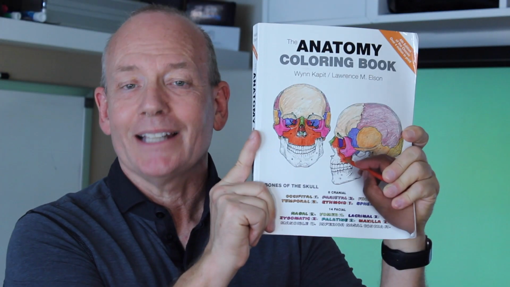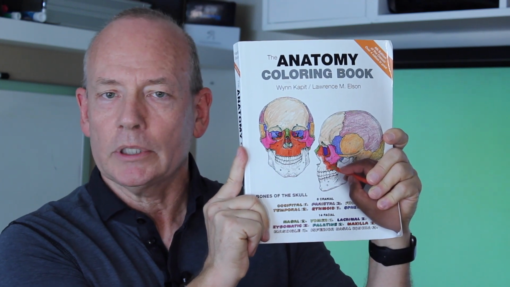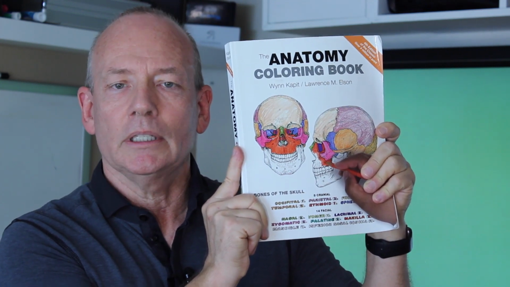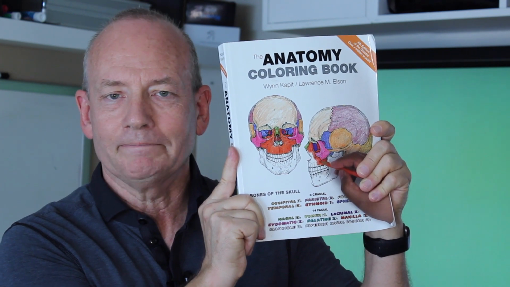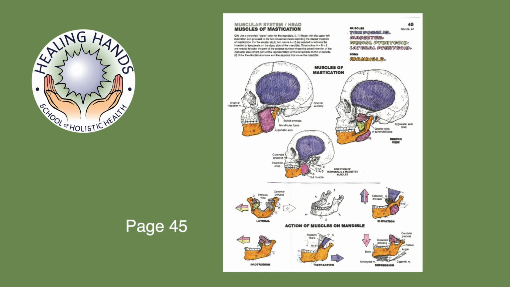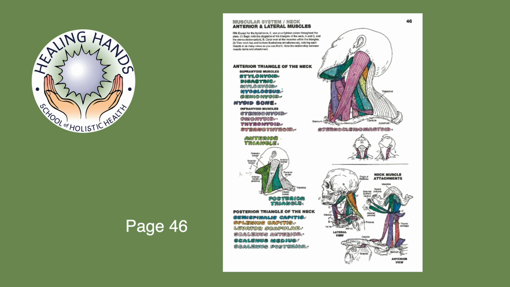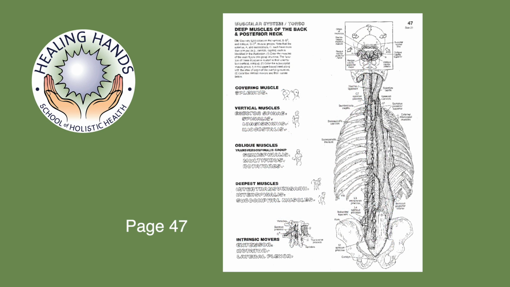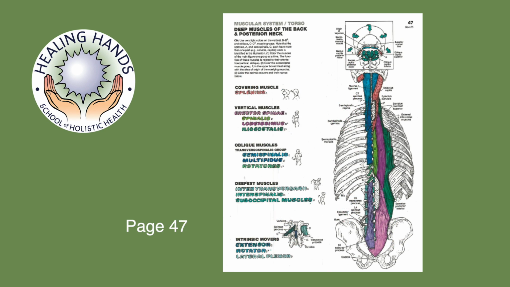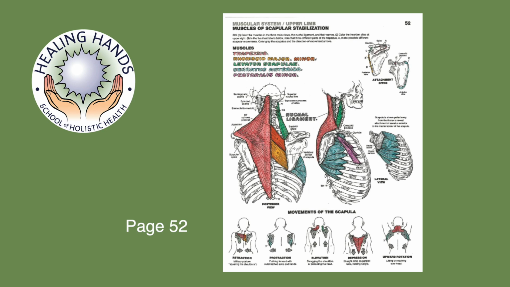The coloring book is another resource that you're going to use to learn the anatomy for circulatory massage. Here are the specific pages that you need to go over for this section. On page 45, you have the masseter muscle. On page 46, sternocleidomastoid and the scalenes. On page 47, splenius capitis and suboccipitals. And page 52, levator scapula.